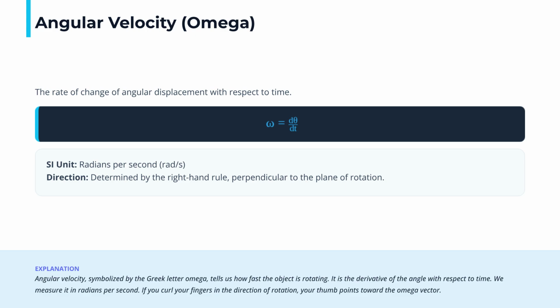Angular velocity, symbolized by omega, tells us how fast the object is rotating. It is the derivative of the angle with respect to time, measured in radians per second. Its direction is determined by the right-hand rule, perpendicular to the plane of rotation.